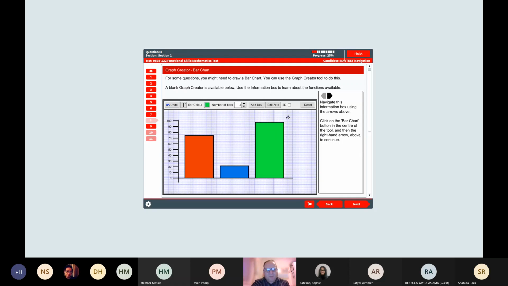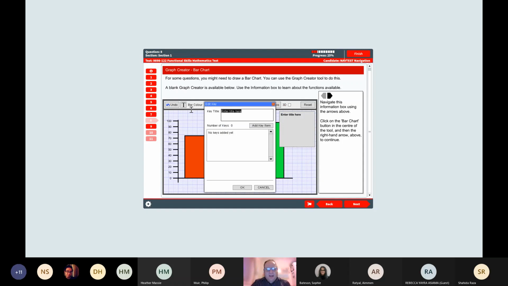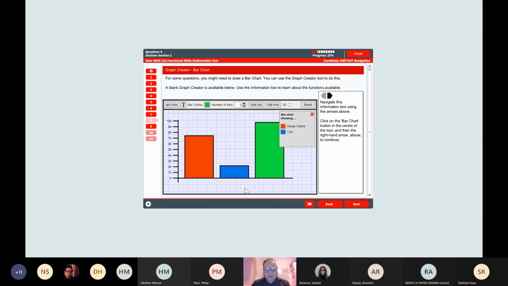and we'll make that green. What I can also do now is add a key to my chart. So add a key, and the title would be bar chart showing people's favorite crisps, and I can add my key and edit it. I'm going through quite quickly because you will get to have a play with it. So red is going to mean ready salted, and I'm going to add blue, which will mean cheese and onion, and so on. And you'll see my key appears on the right hand screen there.